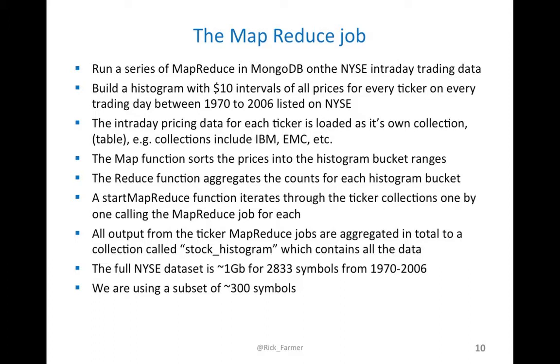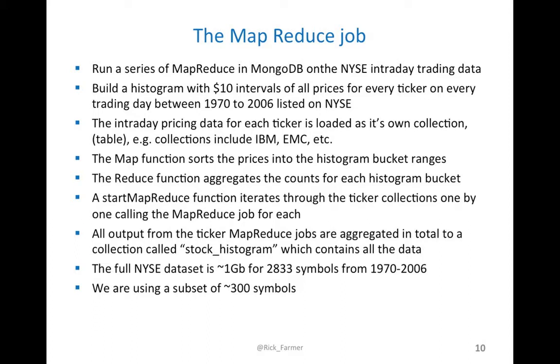It builds a histogram with $10 intervals of all prices for every ticker on every trading day between 1970 and 2006 for everything that was listed on NYSE. The intraday pricing data for each ticker becomes its own collection, which is equivalent to a table. So for instance, I've got an IBM and an EMC collection. The map function then sorts the prices into the histogram bucket ranges. The reduce function aggregates those counts for each histogram bucket.